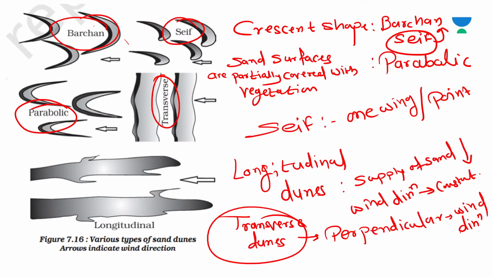Now see, these are the sand dunes. So in the diagram, various types of sand dunes and the arrows which indicate the wind direction.